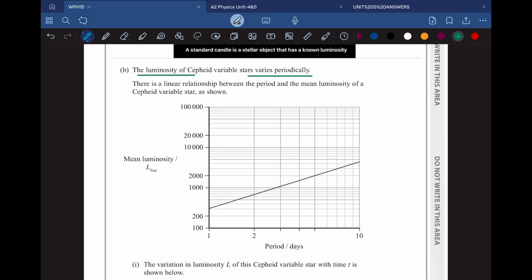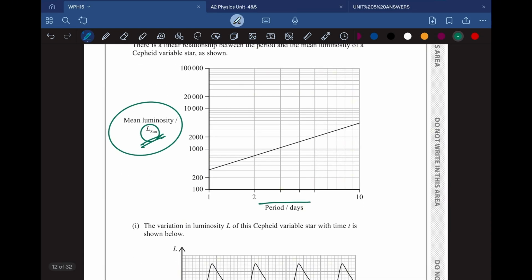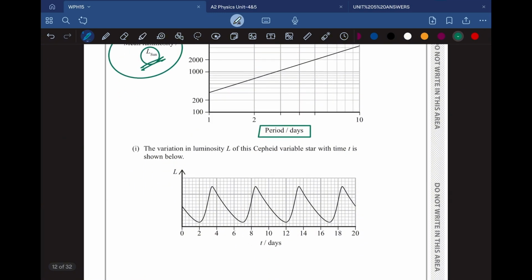There is a linear relationship between the period and the mean luminosity of a Cepheid variable as shown. So this is the mean luminosity divided by the sun, I mean the mean luminosity in terms of the sun. And they have given us the period in days as well. All right, that's very good. Now in the next part it says the variation. We know the luminosity varies periodically, right?